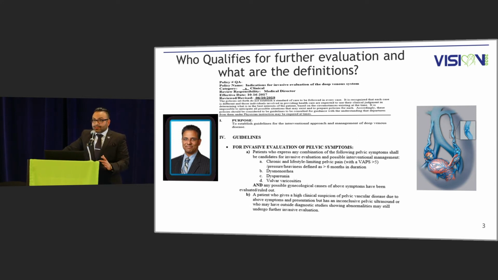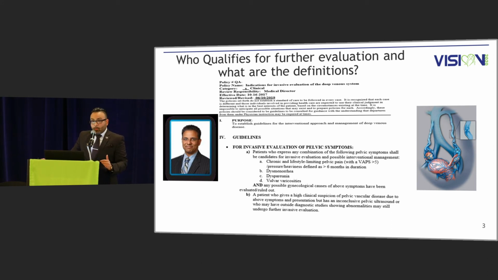Vulvar varicosities. Many of our patients come from our friendly gynecologists with laparoscopies. And they said, my gynecologist told me that I have these dilated veins. And so all of these features have to be there, some combination of these features. And if they don't have any combination of these features, if they don't have chronic lifestyle limiting pain, if they don't have these other features, then we must not proceed.